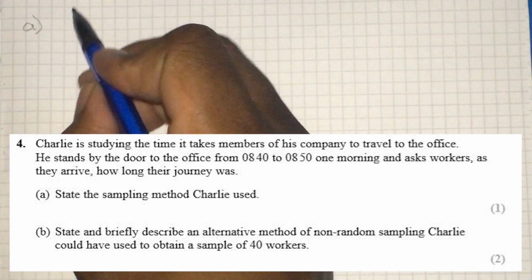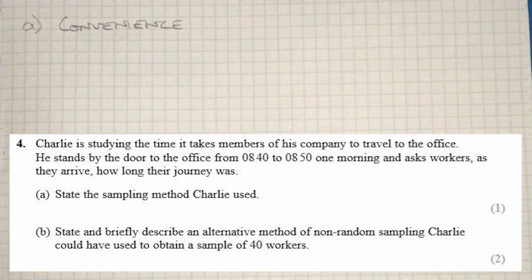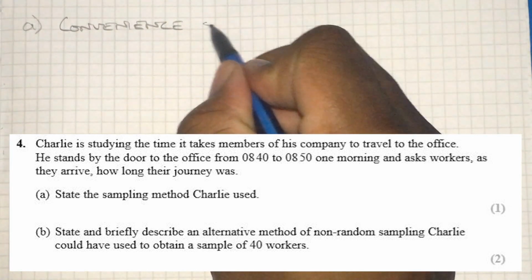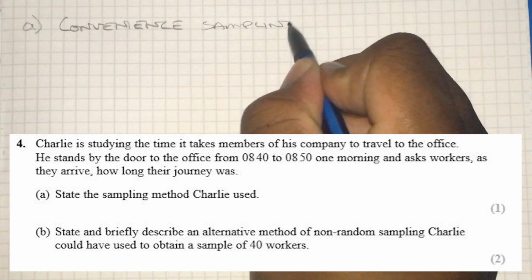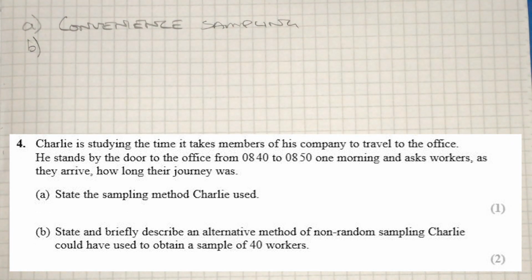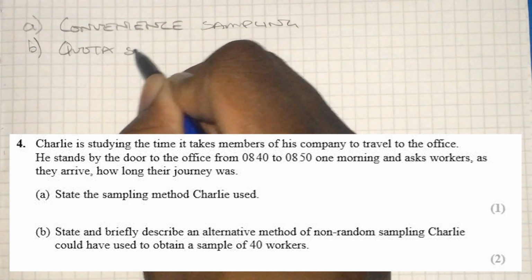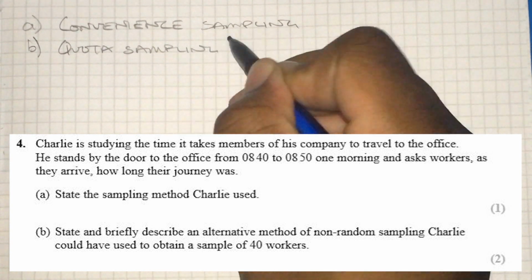Okay, here we've been asked to state the sampling method Charlie's used. Since he just stood at the door of the office and asked anybody who turned up in his window of time, this is a convenience sample. Just whoever was available at the moment, they're the people who formed the sample. Convenience or opportunity sampling.